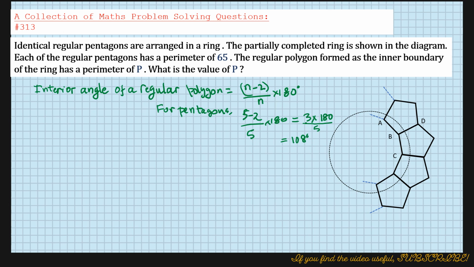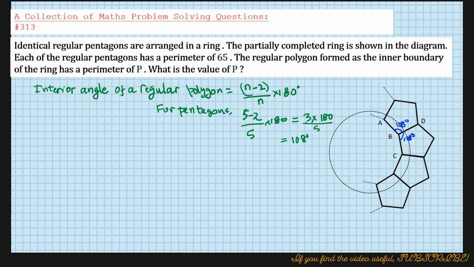And in this case, for the pentagon, the interior angle would be 5 minus 2 divided by 5 times 180. That's 3 divided by 5 times 180, and that is 108. So 3 times 36 is 108. So the interior angle of the pentagon is 108 degrees.